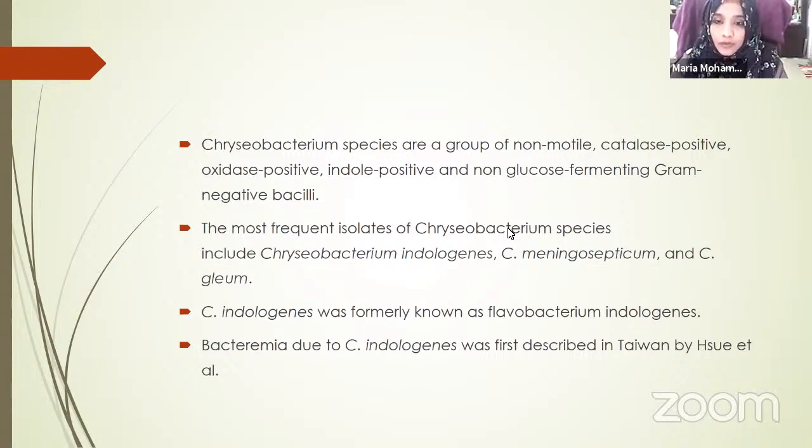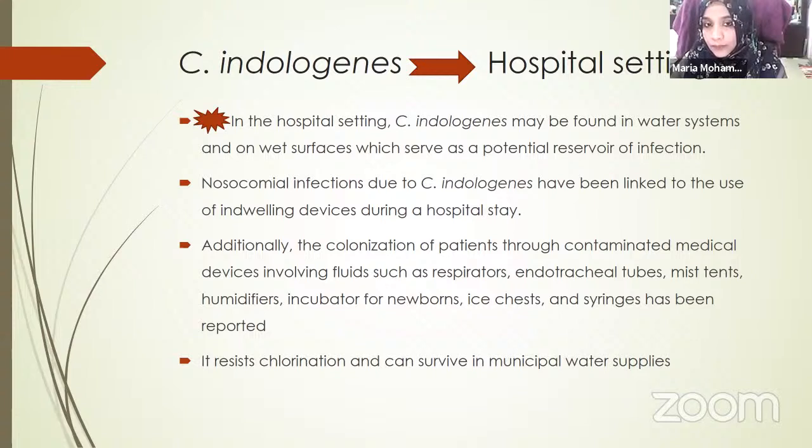Coming to the introduction of the topic, Chryseobacterium species are a group of non-motile, catalase positive, oxidase positive, indole positive, non-glucose fermenting gram-negative bacilli. The most frequent isolates include Chryseobacterium indologenes, Chryseobacterium meningosepticum, and Chryseobacterium gleum. Chryseobacterium indologenes was previously known as Flavobacterium indologenes, first described in Taiwan by Hu et al.